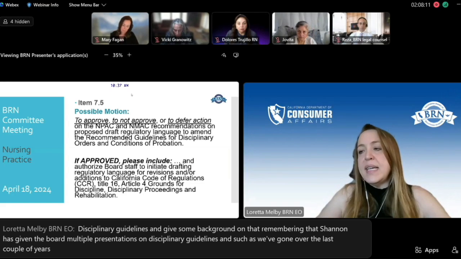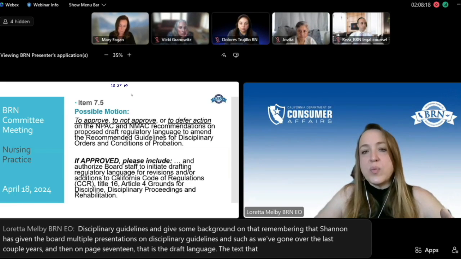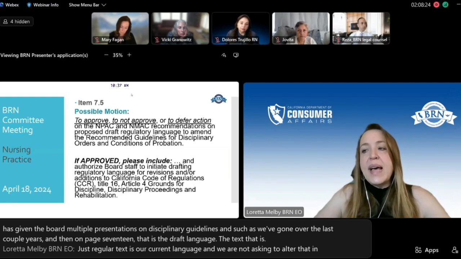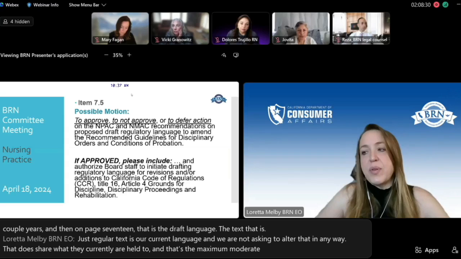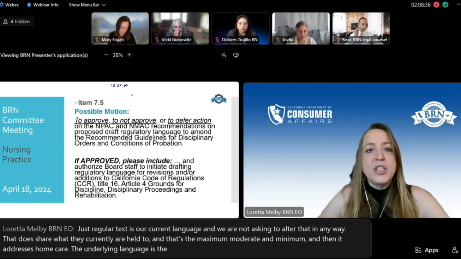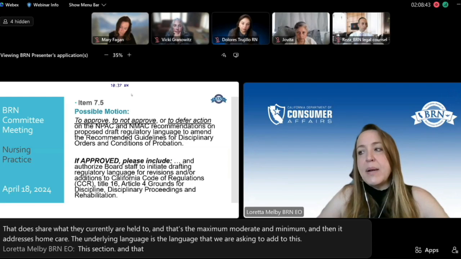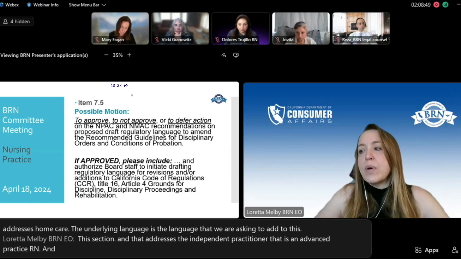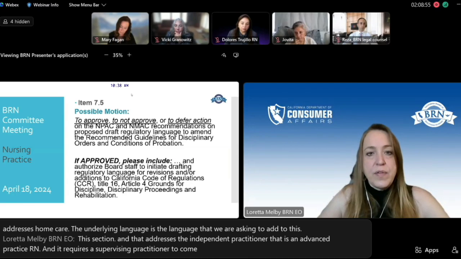And then on page 17, that is the draft language. The text that is just regular text is our current language, and we are not asking to alter that in any way. That does share what they currently are held to, and that's the maximum, moderate, and minimum, and then it addresses home care. The underlined language is the language that we are asking to add to this section. And that addresses the independent practitioner that is an advanced practice RN, and it requires a supervising practitioner to come in and serve that role.